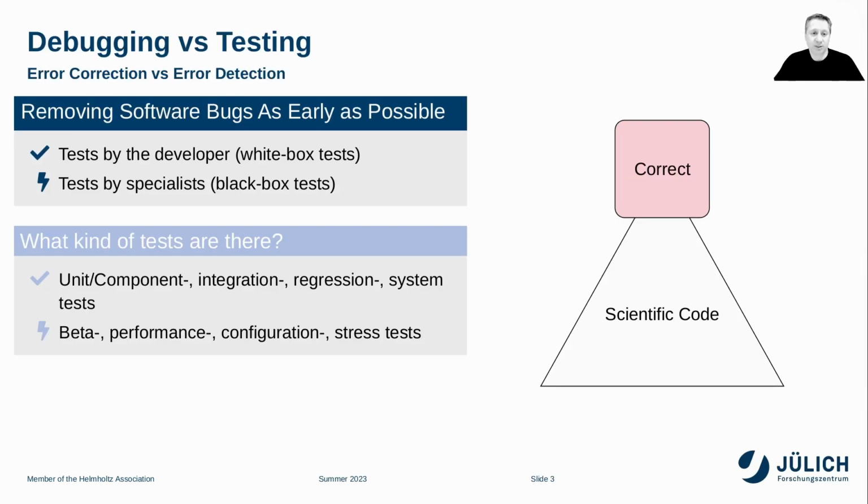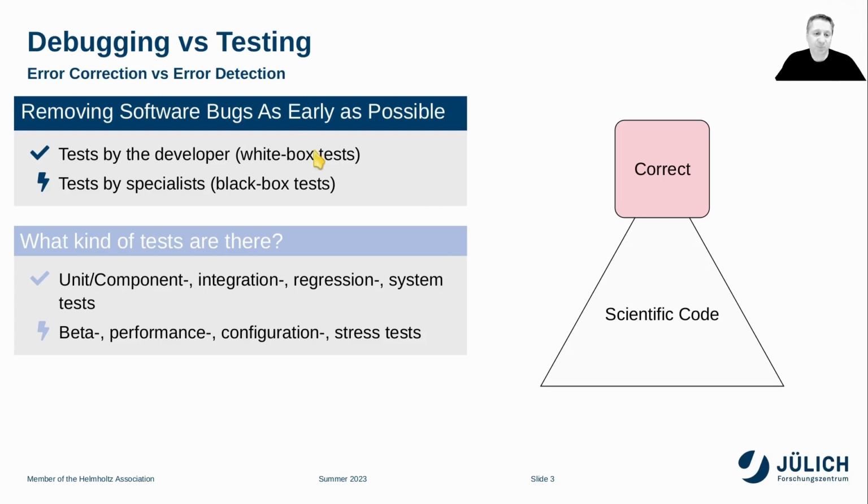So from the quote I just showed you, you could see there are two things: debugging on one hand and testing on the other. So you might think this is the same thing, but actually it's not. Debugging stands more or less for error correction, and testing stands more or less for error detection. And obviously it makes sense to remove bugs or errors in your software as early as possible, and you can do that ideally with tests.